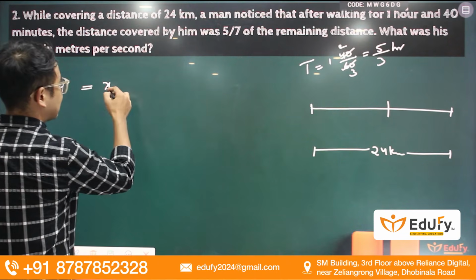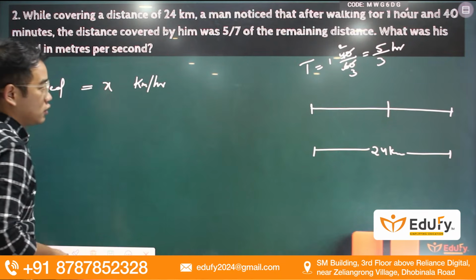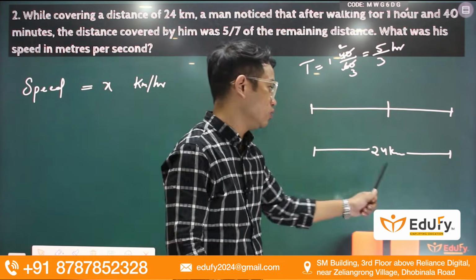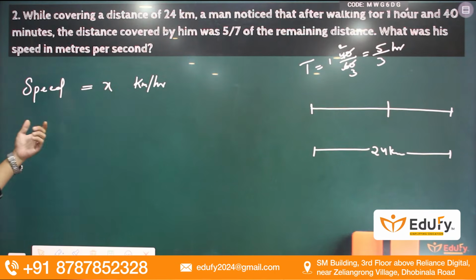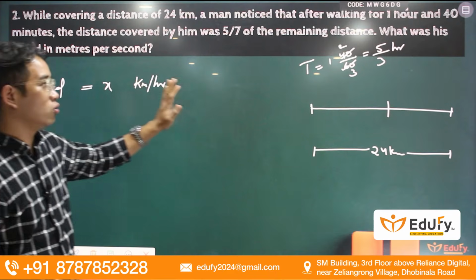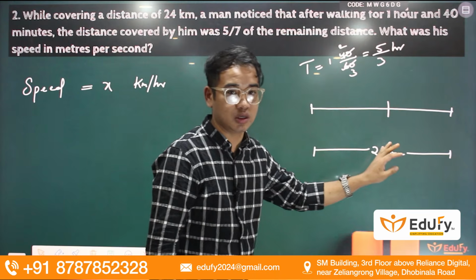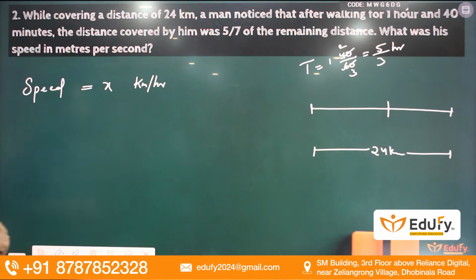And obviously when I take this as x, this should be in kilometer per hour, because this is in hours and this is in kilometers. So when I'm taking this as x, that means the unit is also kilometer per hour. If you take it as meter per second, then you also have to make changes here. This will be in seconds and this should be in meters. Accordingly, whatever the unit is, you have to assume that.